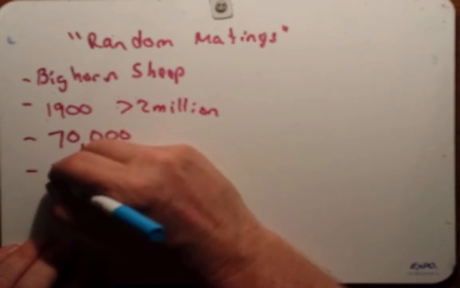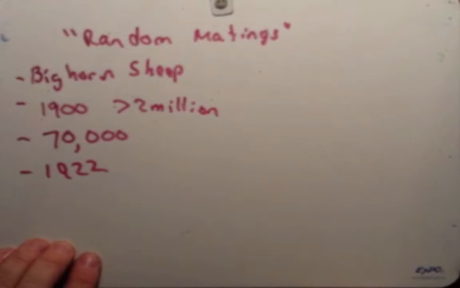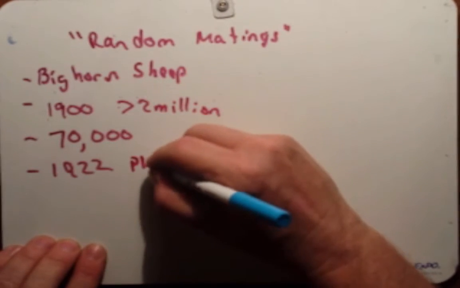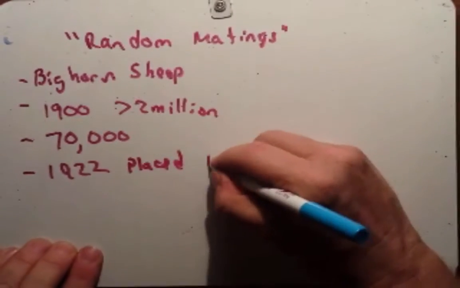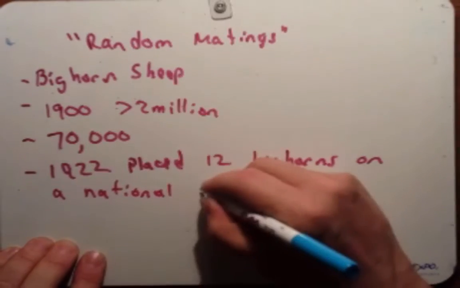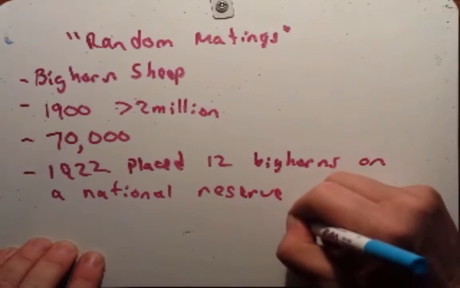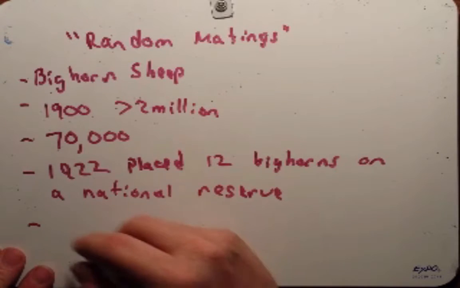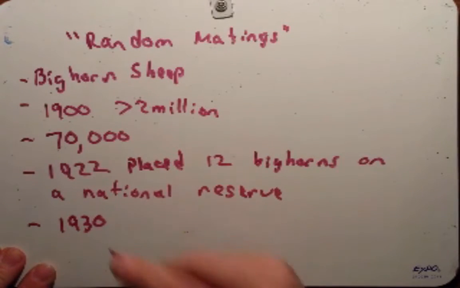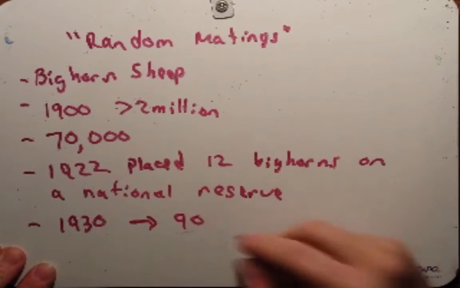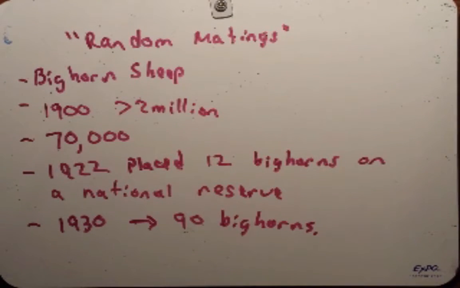In 1922, they placed 12 lucky bighorns on a national reserve where they were protected. They had plenty of habitat, they weren't going to be hunted, they were safe there. Within 8 years, so by 1930 roughly, these 12 had grown to 90 bighorn sheep. So it was looking good for this population.